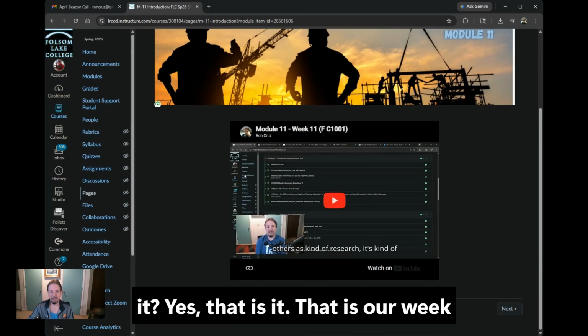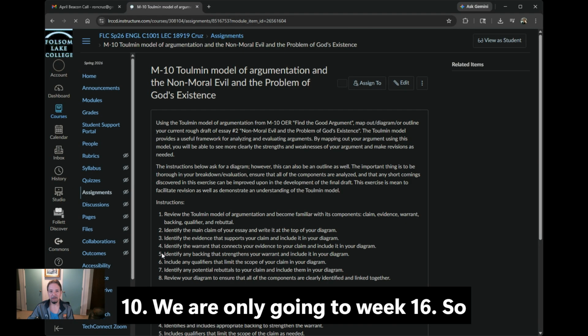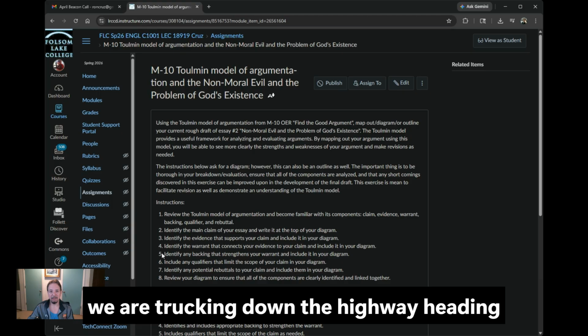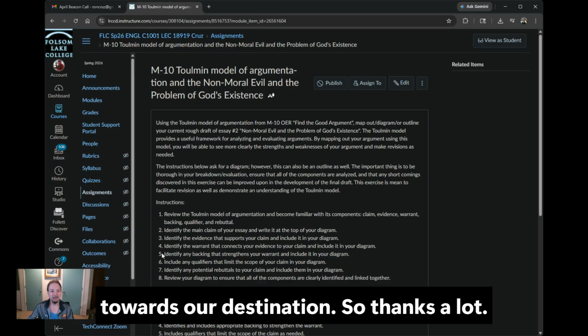That is our week 10. We are only going to week 16, so we are trucking down the highway heading towards our destination.